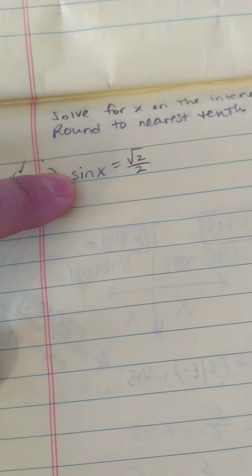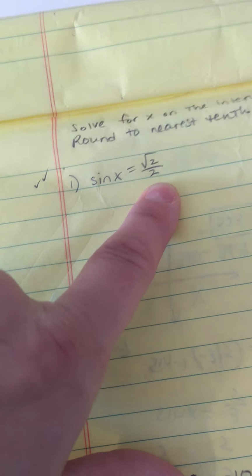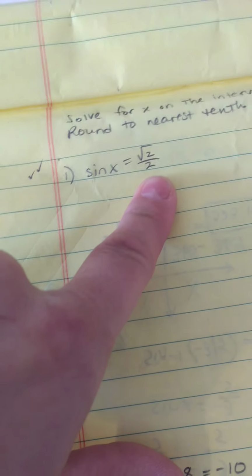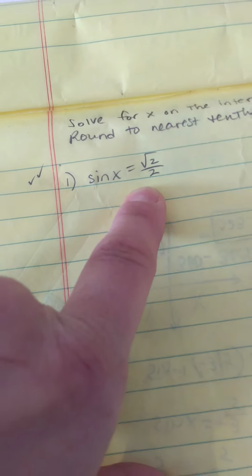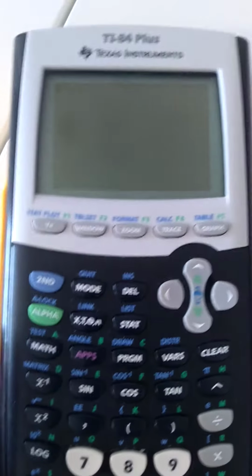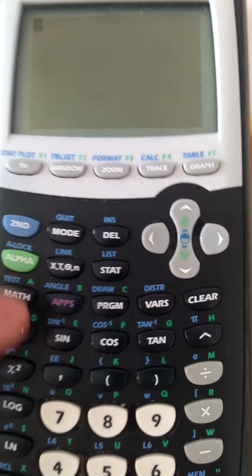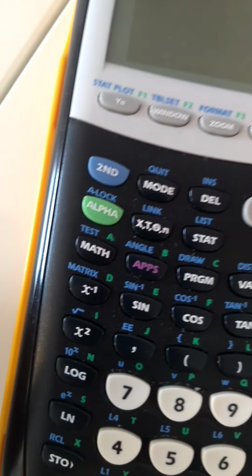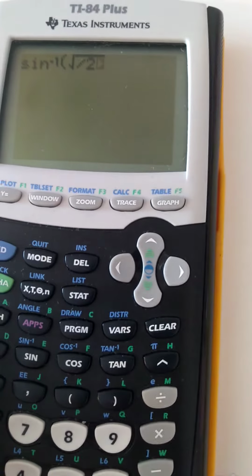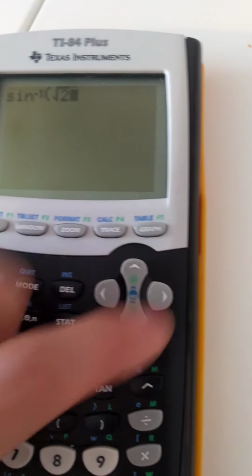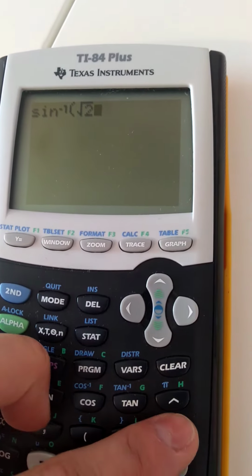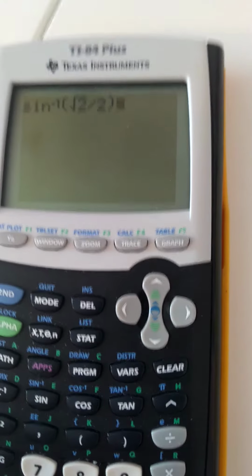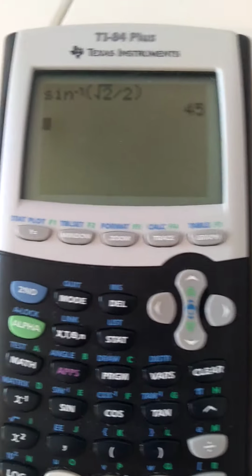So basically we're trying to find the y value when the coordinate on the unit circle, or I should say a circle, is radical 2 over 2. Because the function is already isolated, go to your calculator and hit second sine, that's how you find an angle, radical 2 divided by 2, and it gives you 45 degrees. So that's it. That's the answer.